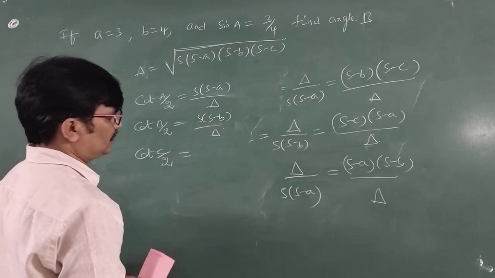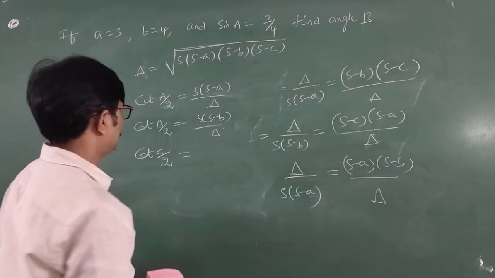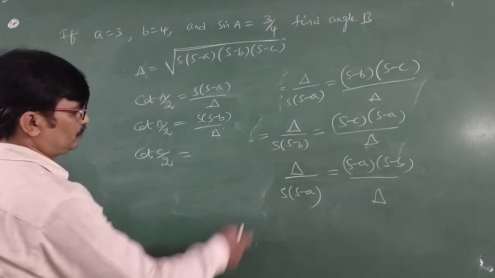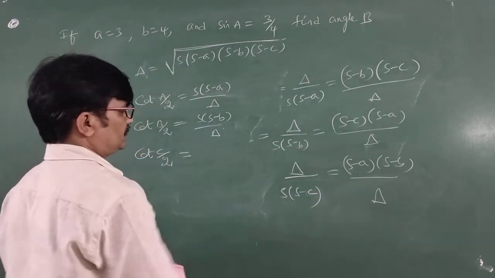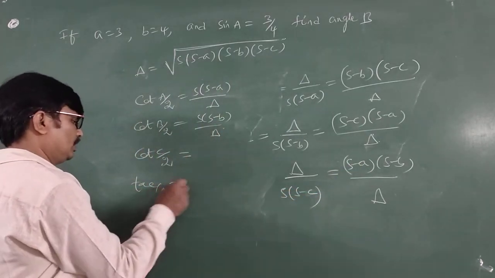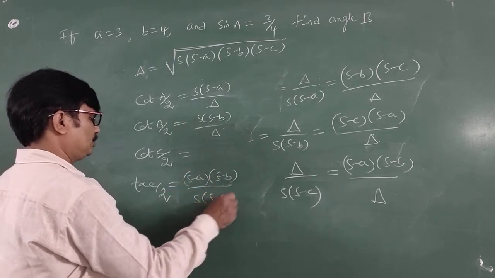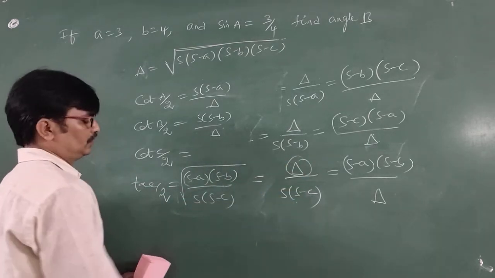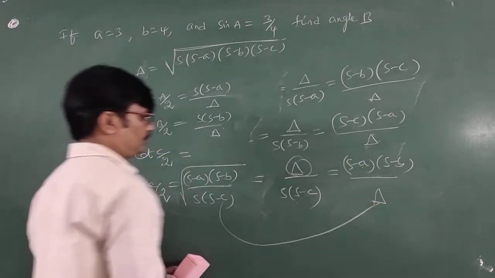So first we are taking tan of A by 2. This is S minus A, S minus B, this is S minus C, delta by S minus C. Therefore, when we take the tan of C by 2, undoubtedly S minus A, S minus B by S into S minus C. When we take the delta in the numerator, S into S minus C. Okay students, when we take the delta in the denominator, we can remove S minus A into S minus B.